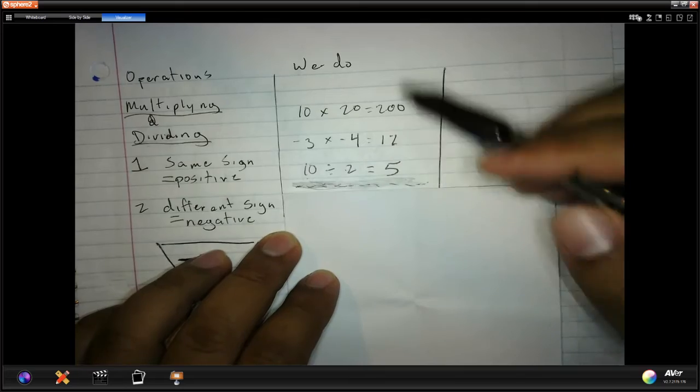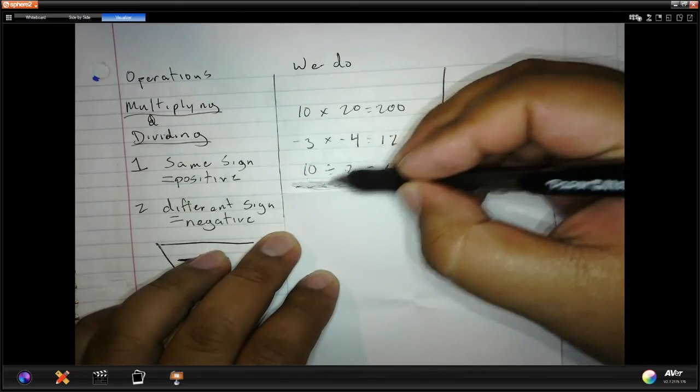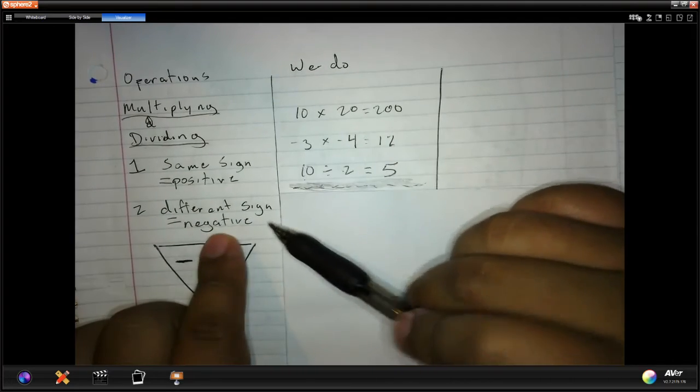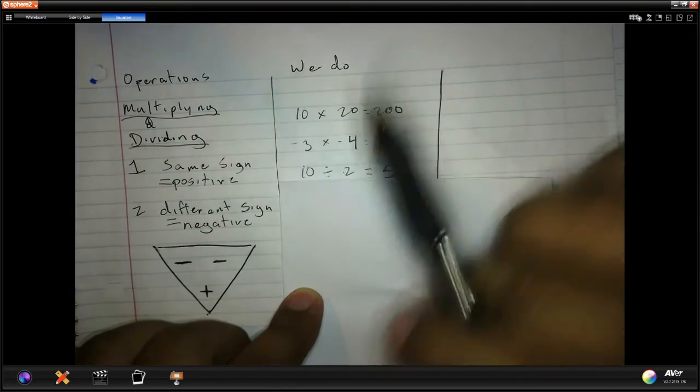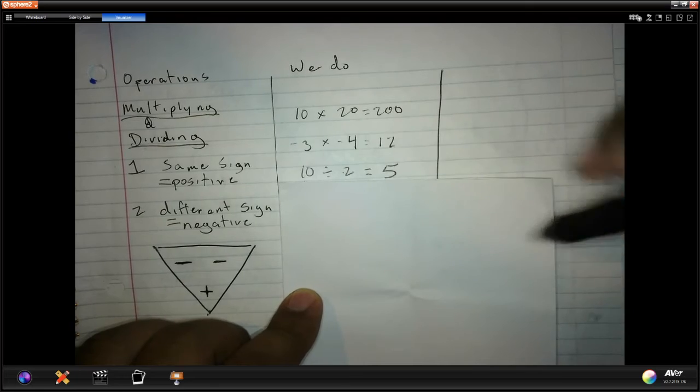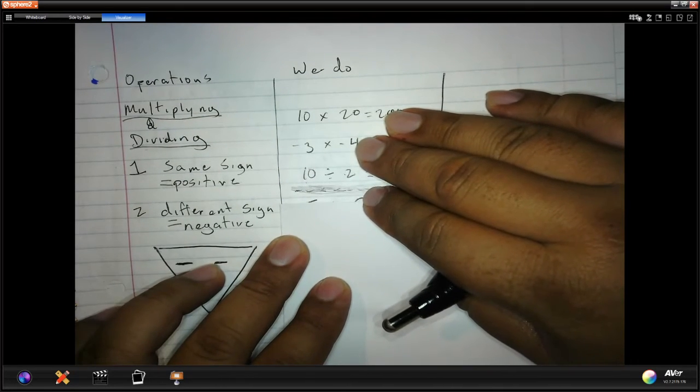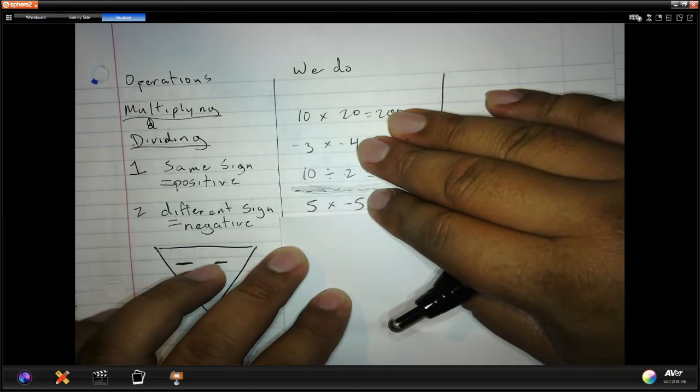So now let's draw a little line to separate. Those are all following rule number 1. Now rule number 2, the second rule, is when they're different. So let's see what it looks like when we have different signs. I'll cover those answers, remember? No head starts for you guys. You guys are going to work them out.